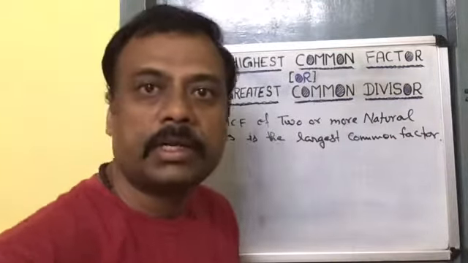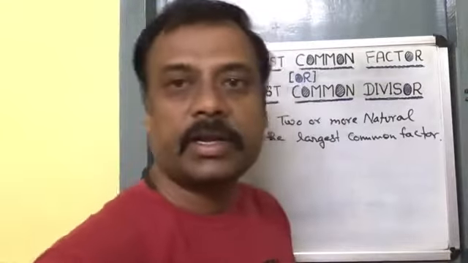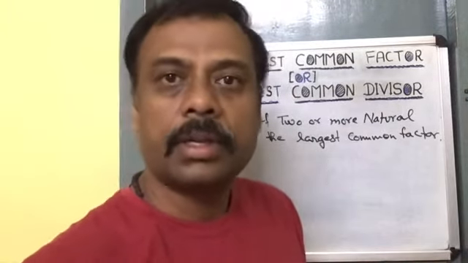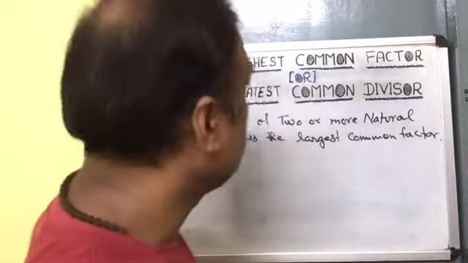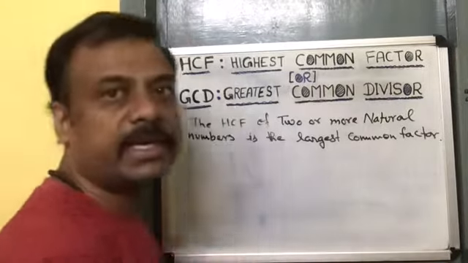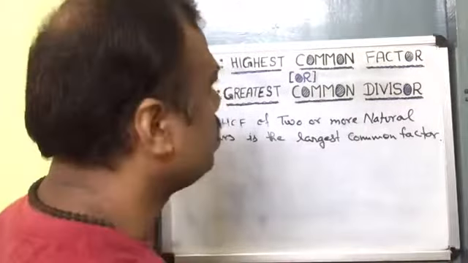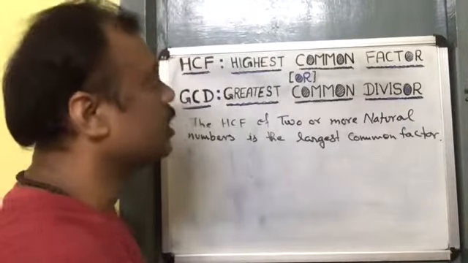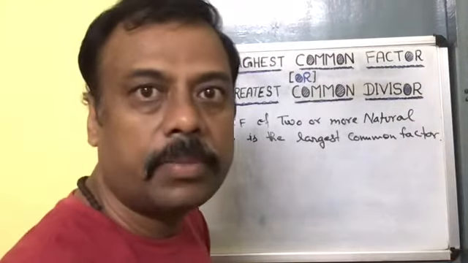Let us recall, what is a factor? A factor means the number which can divide the given number completely. This is also called GCD, greatest common divisor, which is clear by its name. Now let us try to understand it with the help of an example.